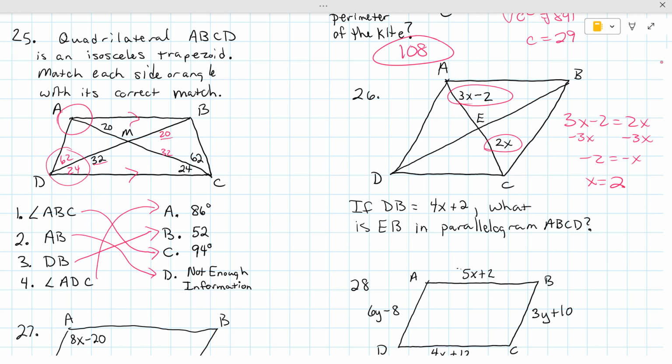Now, we're told that DB from here to here is 4x plus 2. So 4 times 2 is 8 plus 2 is 10. So DB is 10, DE is 5, and EB is 5. So how long is EB? It is 5. So you've got to be very careful to see what they are asking for. Okay, make sure you're very careful to know what they're asking for.